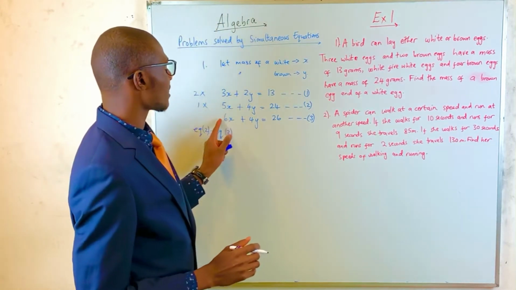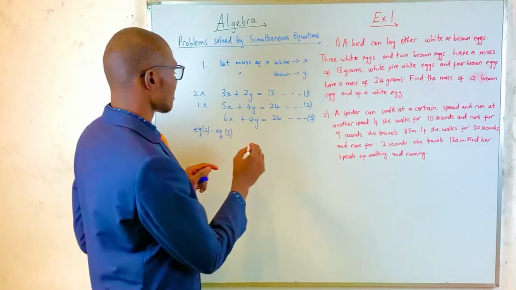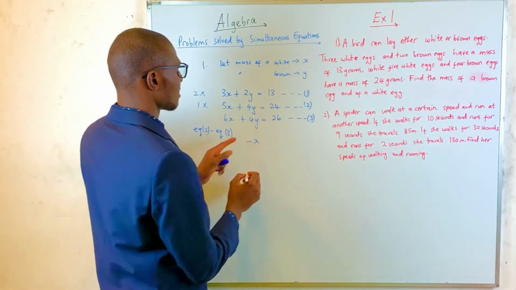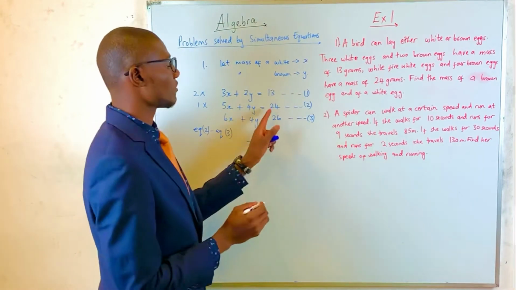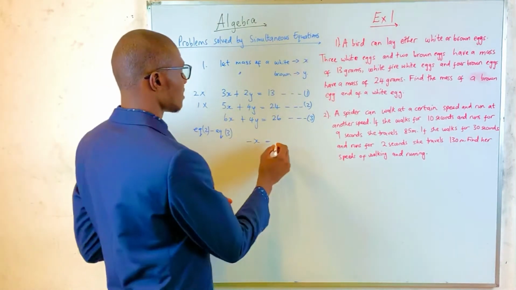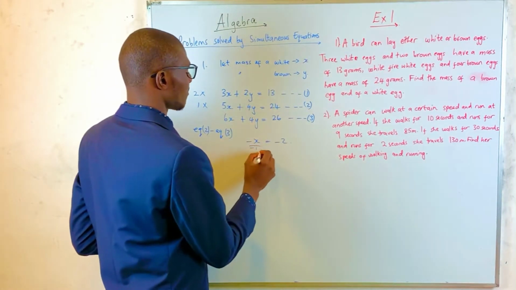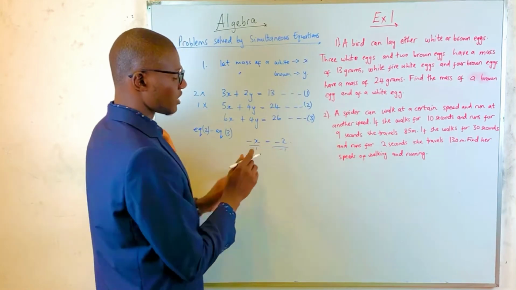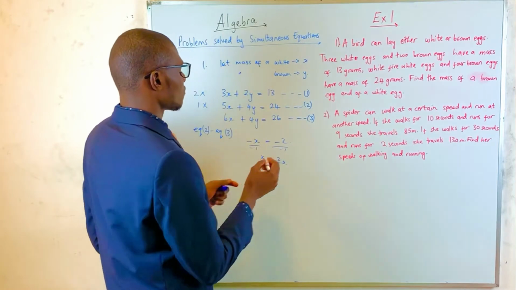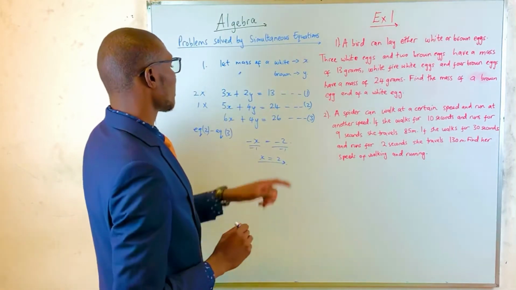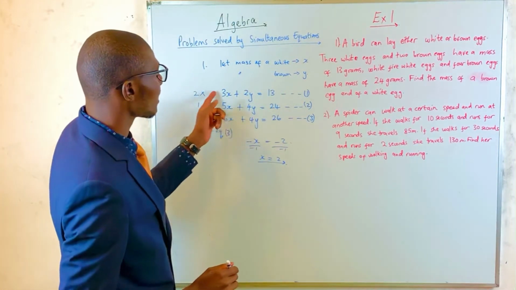Such that 5x minus 6x gives us minus x, and 4y minus 4y gives us 0, and this should be equal to 24 minus 26, which is minus 2. If we divide both sides by minus 1 to get rid of the negative, x will simply be equal to 2. So x has a value of 2.